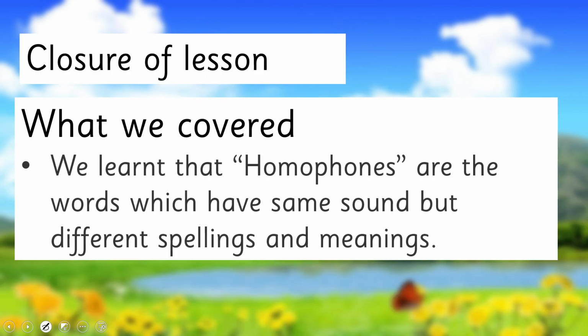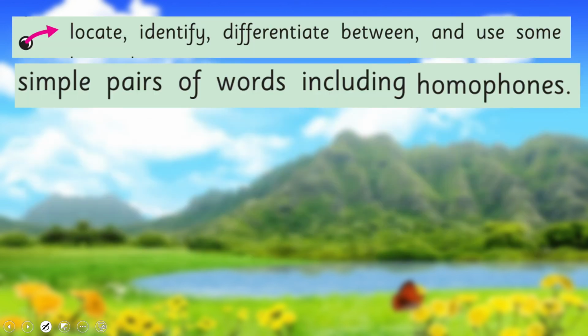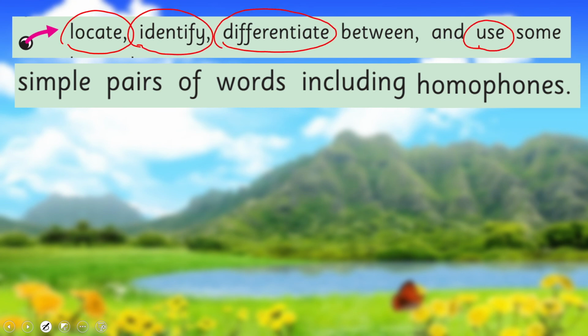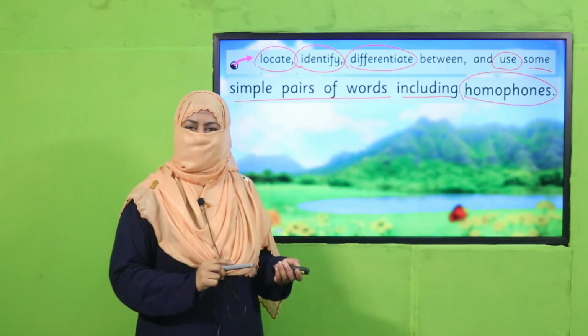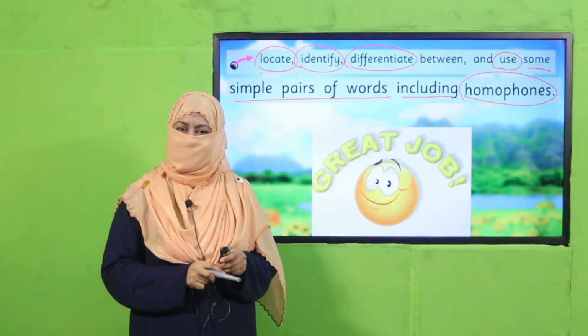And what we have learned today, we learned that homophones are the words which have the same sound but different spellings and different meanings. So in this way, we achieved our SLO to locate, identify, differentiate between and use some simple pairs of words including homophones. Yes, my dear children, are we done with it? Yes, and we thoroughly enjoyed doing it.